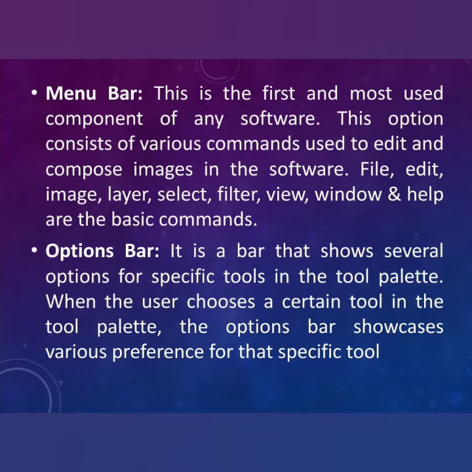Next is option bar. It is the bar that shows several options for specific tools in the tool palette. When the user chooses a certain tool in the tool palette, the option bar showcases various preferences for that specific tool.